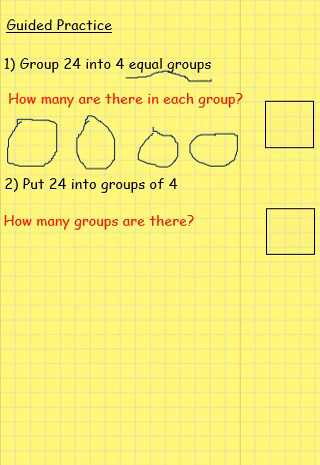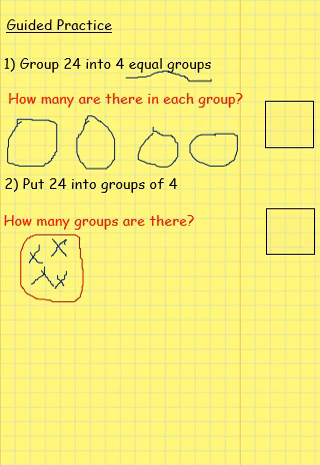Once I'd done that, I'd use that to help me to answer the question. In a moment, you'll have a chance to answer that question for yourself. The next question is looking at putting 24 into groups of 4. This time, we're going to make sure that there are 4 in each group. So if I draw 4, I know that that represents 1 group. I want to do this until I get to my answer of 24.